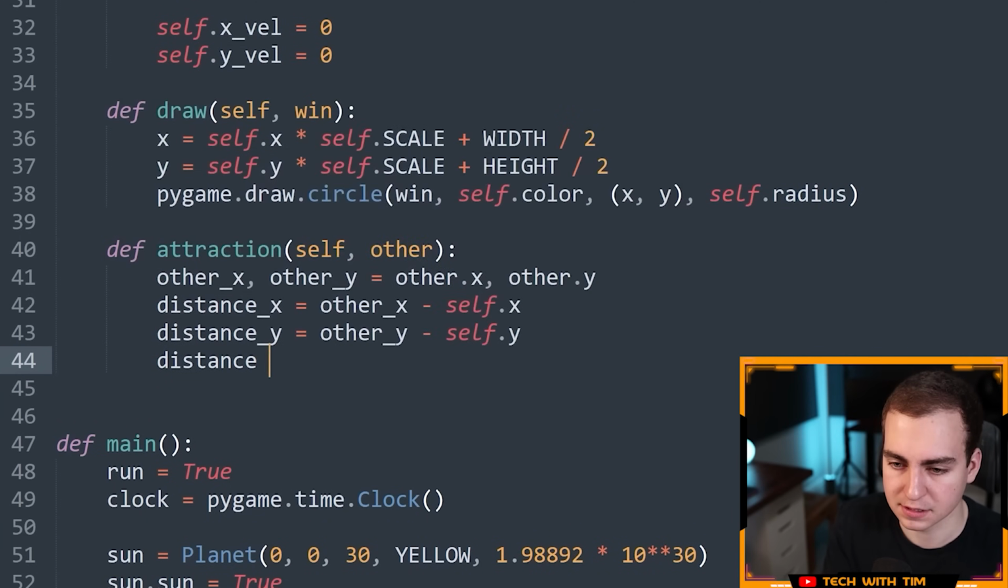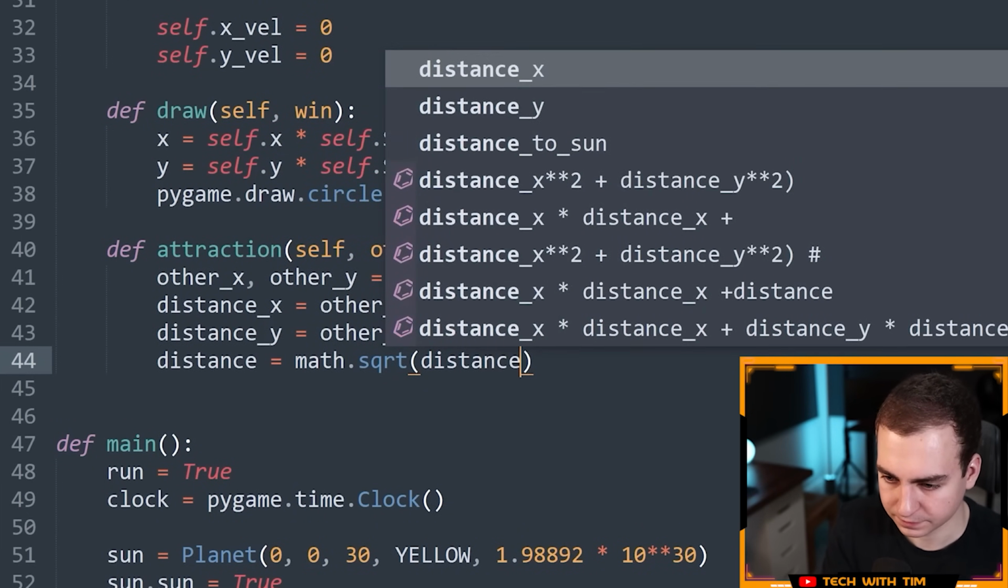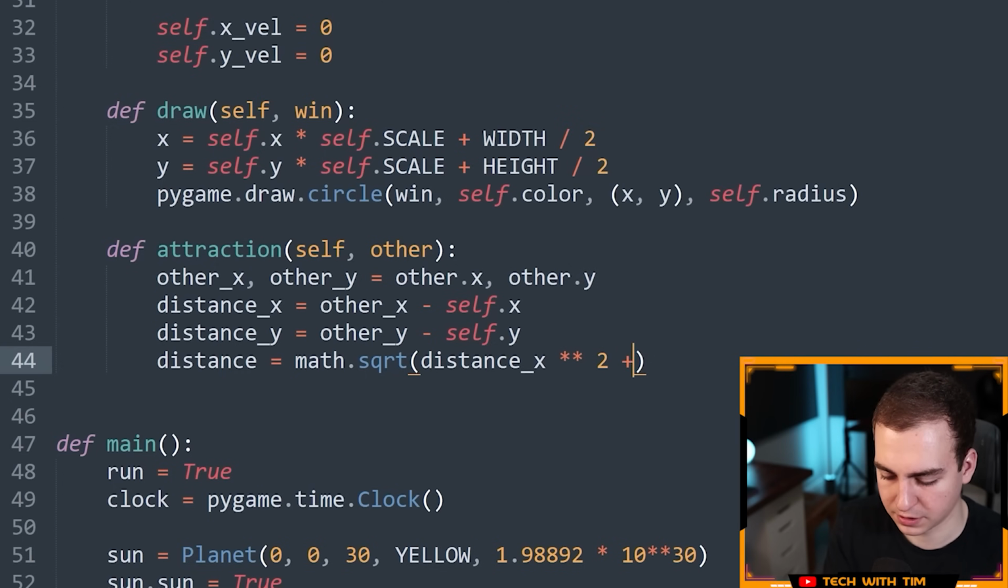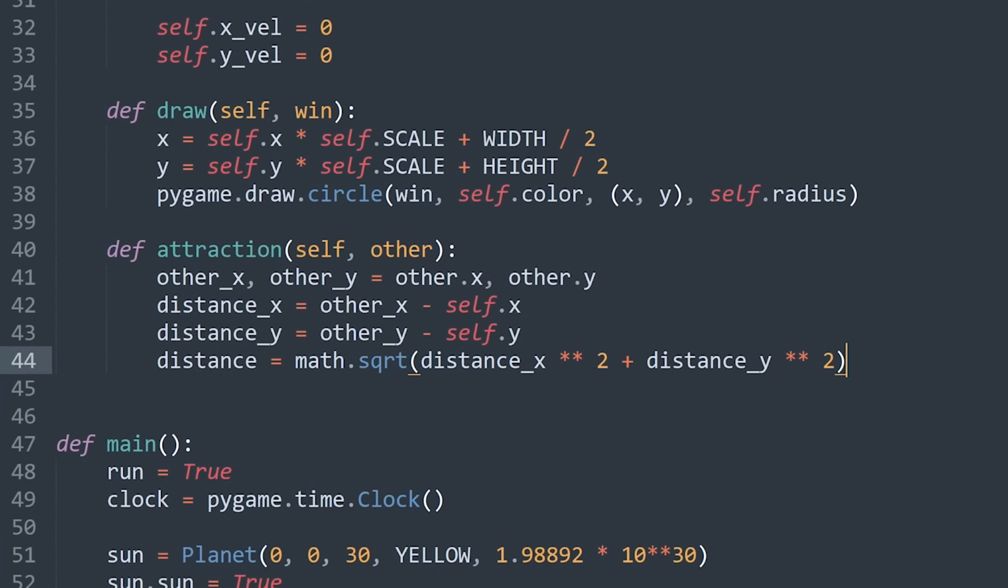Now I'm going to say distance is equal to math.sqrt of the distance x to the exponent 2 plus the distance y to the exponent 2. Okay, let me just check and make sure I haven't messed this up yet. Looks good. We have found the distance, okay?